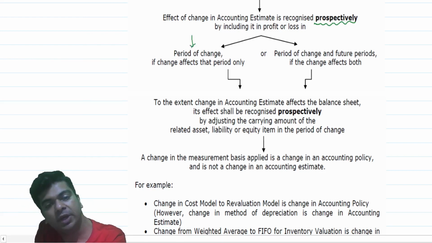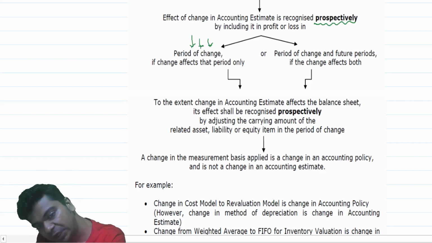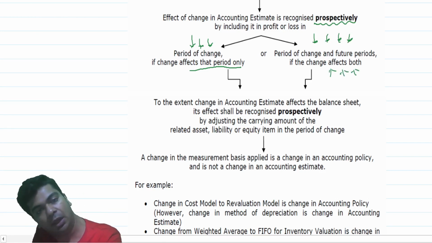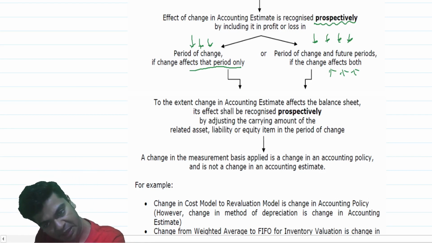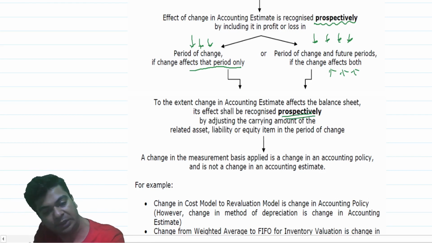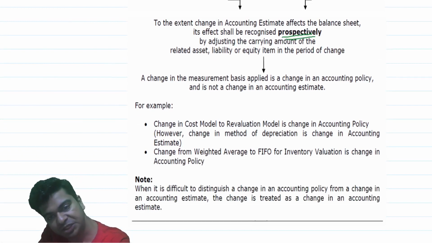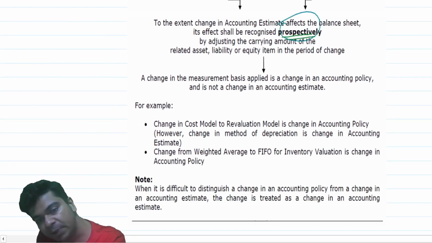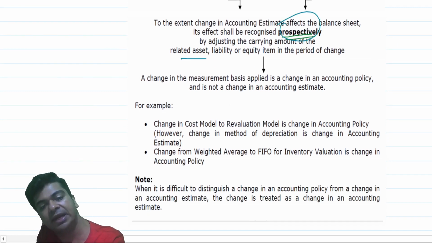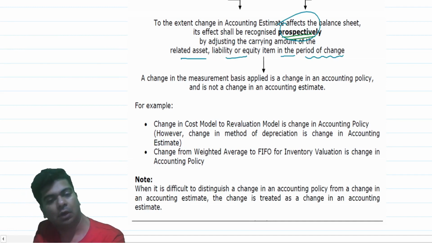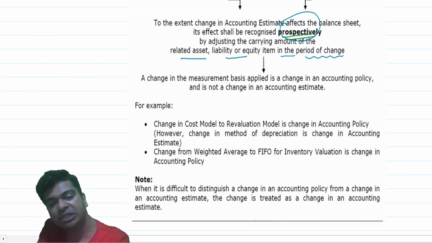They say it should be included in the period of change if the change affects only that period, or the period of change and future periods if the change affects both, right? Similarly, there are also the assets and liabilities and items of equity that may also get affected. Everywhere the effect will be given prospectively. To the extent the change in accounting estimate affects the balance sheet, its effect shall be recognized prospectively by adjusting the carrying amounts of the related asset, liability, or equity item in the period of change. Right?